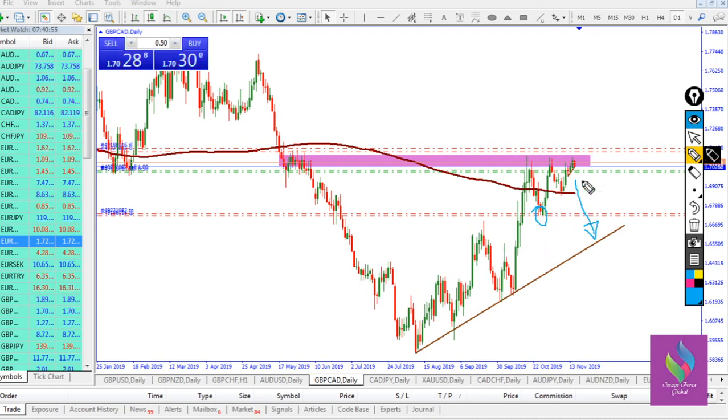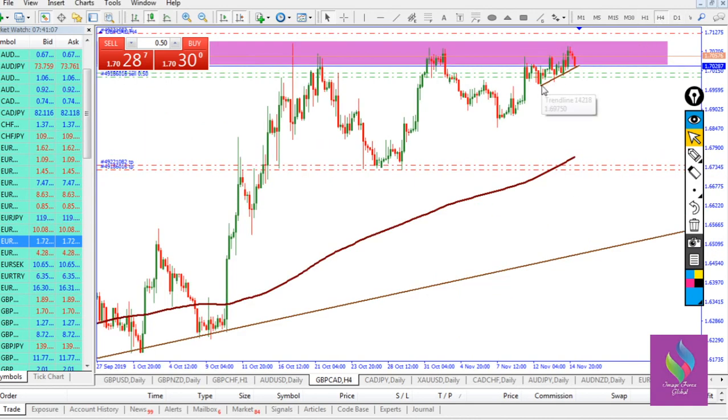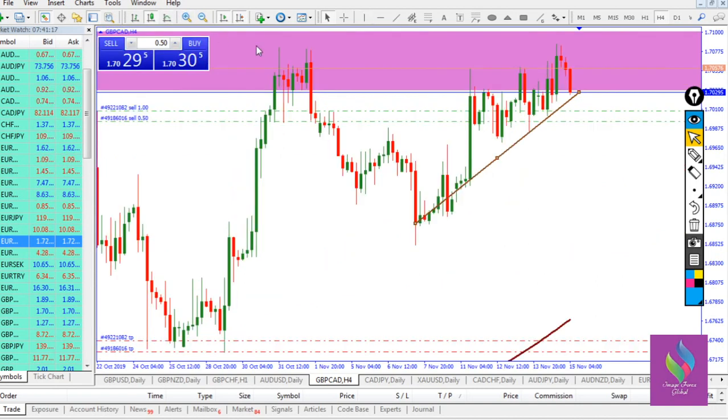But now the price is gradually pulling back into the region as expected. So we'll also look into the 4 hours. You could see right there price holding up around this support area, price holding up into this support area right there.